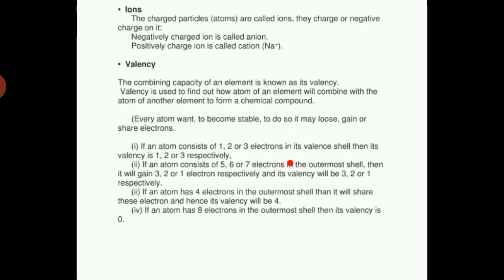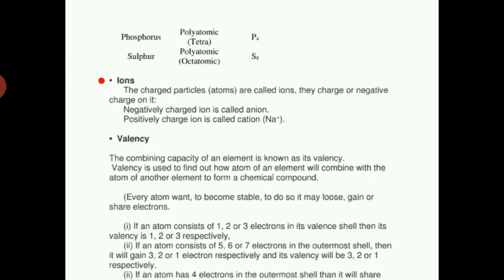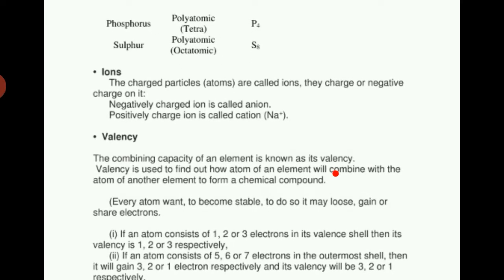Now we will see some more examples, which is phosphorus. The molecular formula is P4, so it is polyatomic, or we can say tetraatomic. Next is sulfur, it is S8, so we can say it is octatomic, or also polyatomic.